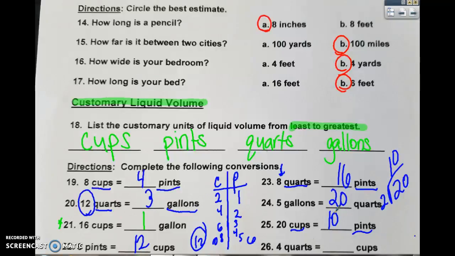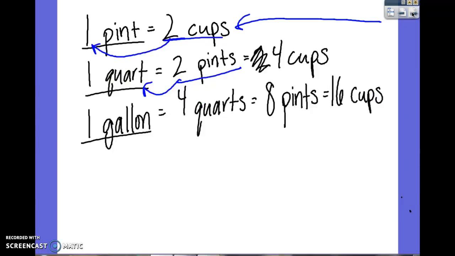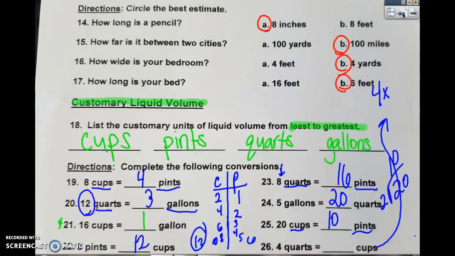Now, 26, I will draw right up here for you. 4 quarts is blank cups. Well, quarts are bigger than cups, so I'm going bigger to smaller. So I'm multiplying again. So 4 quarts, and how many cups are in 1 quart? Well, I see 4 cups are in 1 quart. So if I go 4 times 4, I'm going to get 16.